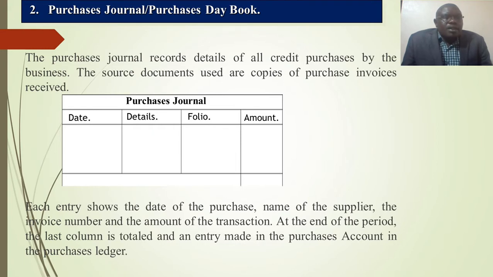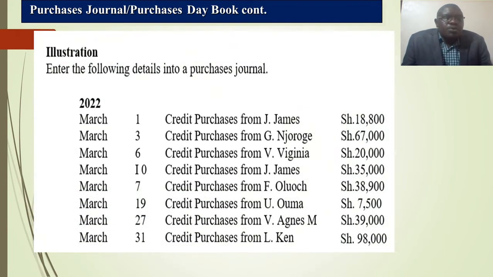So the format is as shown there. The title is Purchases Journal, and it also has 4 columns. The column for date, that is the column where the date of the transaction is recorded. We have column for details or description. We have column for folio, and we have column for the amount. So let us look at an illustration and see how we are going to record transactions in a purchases journal.